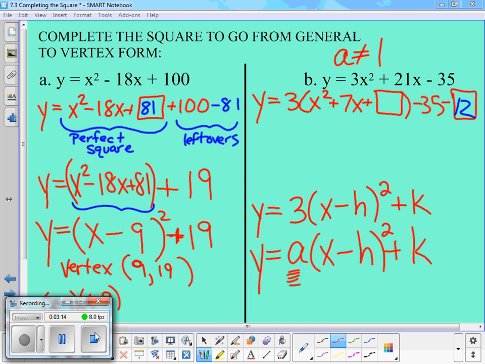Let me show you again with another number. Let's pretend that the missing link was 11. 11 is half of 7 squared. It's not. Pretend. So if you're adding 11 in here to complete the square, what are you actually adding? 33, so you have to subtract 33. When you have the dilation, you've got to remember that one thing. The number you subtract is affected by that A value. Got it?